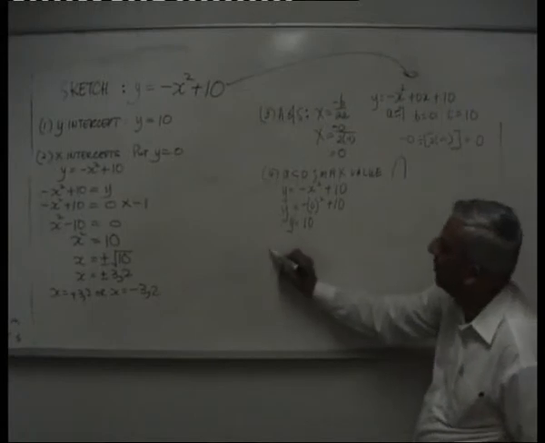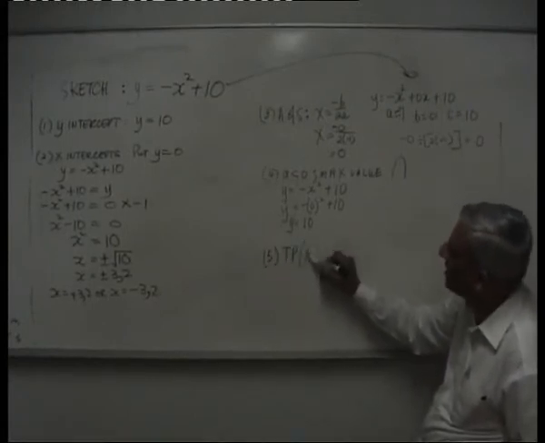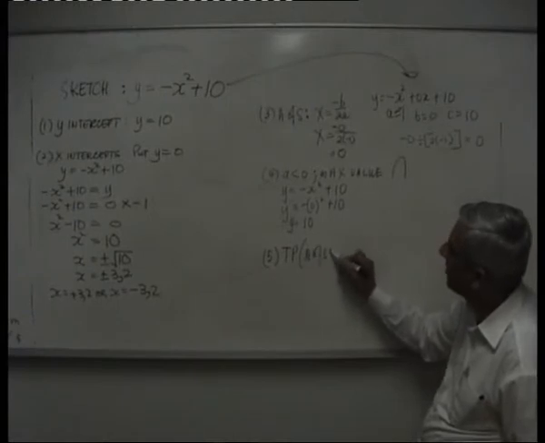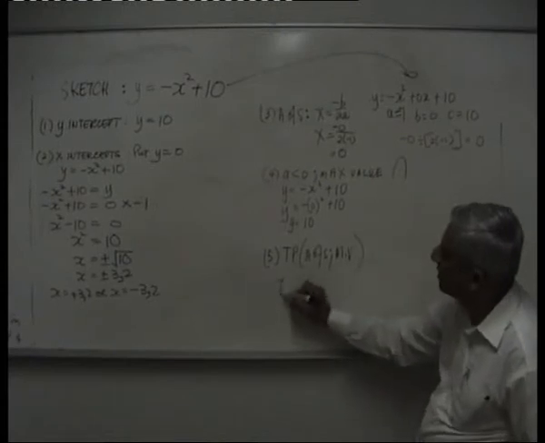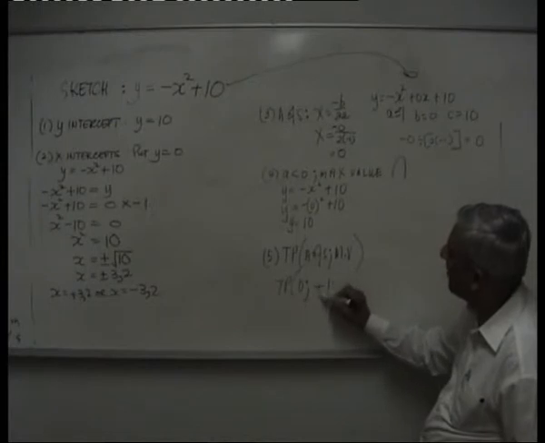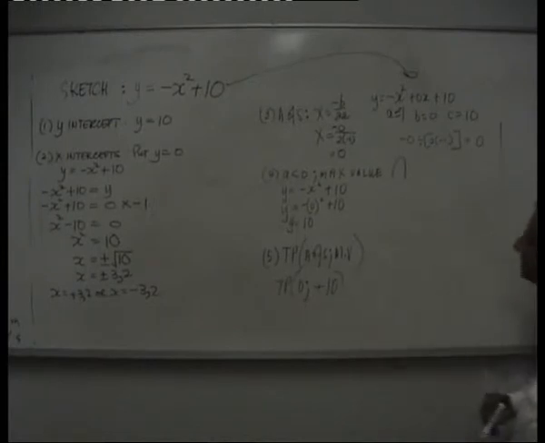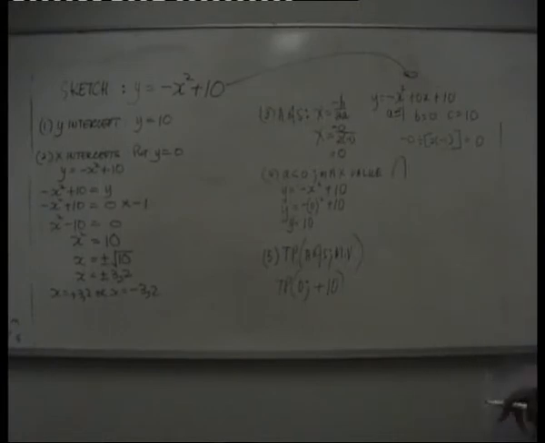And finally, we want our turning point. Your turning point is always the axis of symmetry, and in this case, maximum value. So your turning point is 0, 10. Okay, so we got all our critical points. Sometimes they call this the characteristics of the graph. We got all the characteristics of the graph, or we got all the key points of the graph.